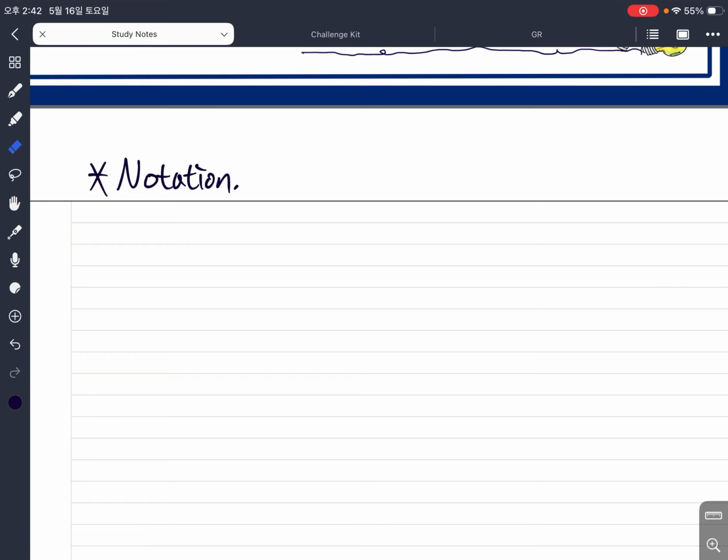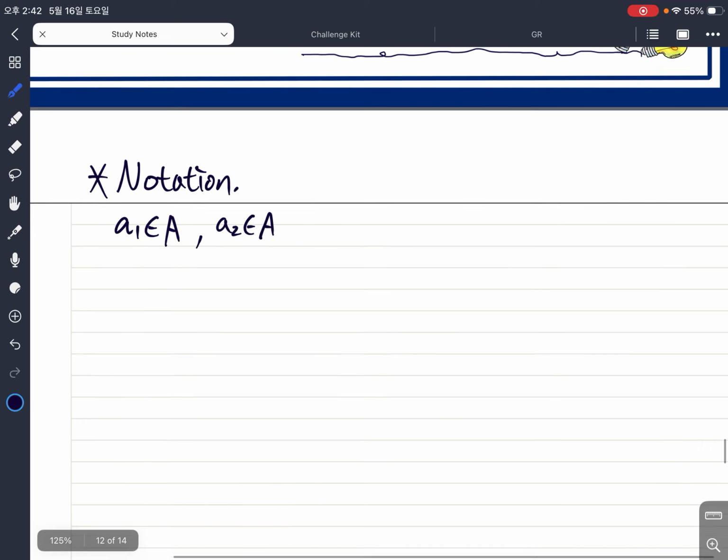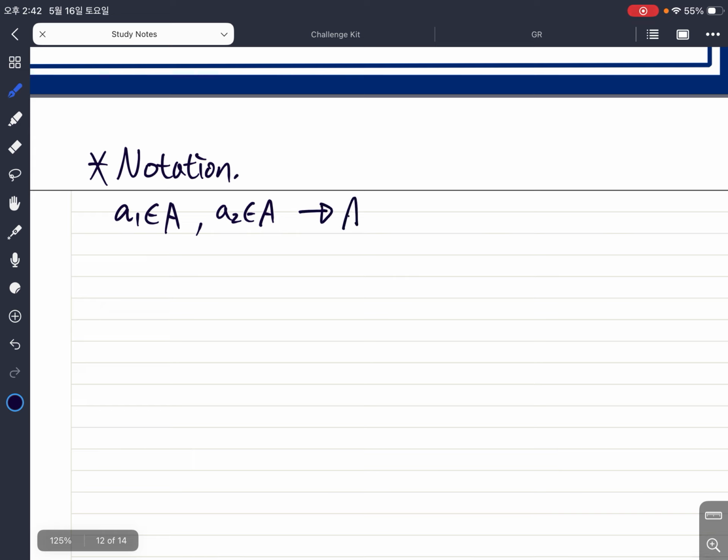Today I explain some notation. First is set theoretic notation. A1 is in A, A2 is in A. If everything is just A1 and A2, we write A is {A1, A2}.